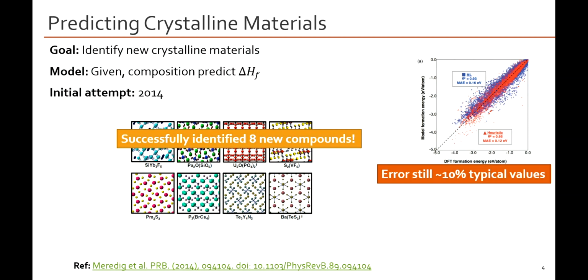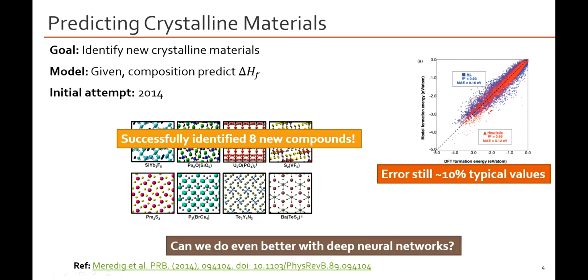And indeed, Bryce was able to identify 8 previously undiscovered compounds using this technique of taking the composition of a material and predicting its stability. And he was able to do this with a model that is not all that great. Its errors are about 10% of the typical value of this property. So we asked, in a study with some colleagues in Northwestern's electrical engineering and computer science department, whether we could do better with deep neural networks.